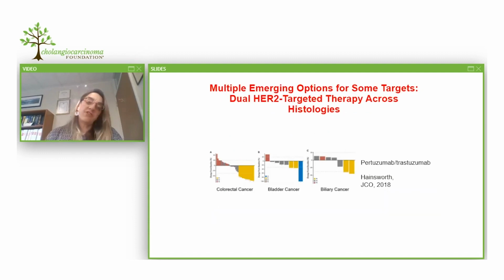And you can see some of these targeted therapies are really showing promise in biliary cancer as well. So here is a combination of pertuzumab and trastuzumab in patients treated on a basket trial, referred to as MyPathway. And you can see the efficacy signal in biliary cancer in this cohort. This is early data.